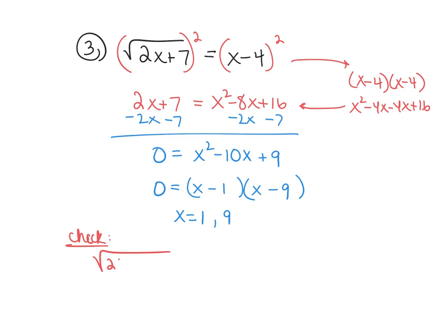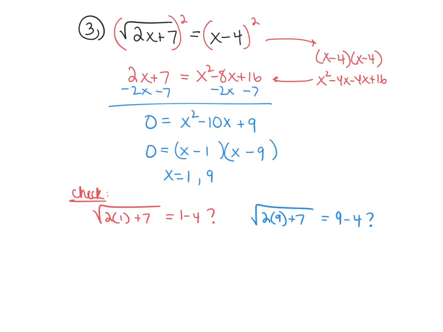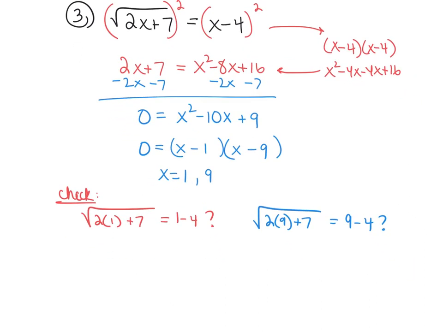So we're going to do the square root of 2 times 1 plus 7. Does that equal 1 minus 4? Then we're going to check the other one. I'll do it in a different color just so you can see. We're going to check 9. The square root of 2 times 9 plus 7. Does that equal 9 minus 4? All right, so we will simplify both of these.